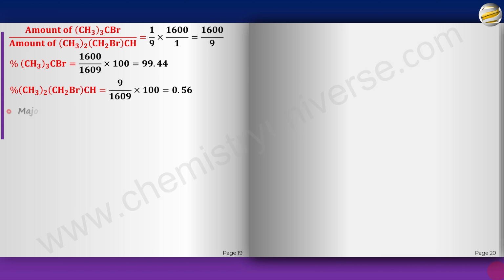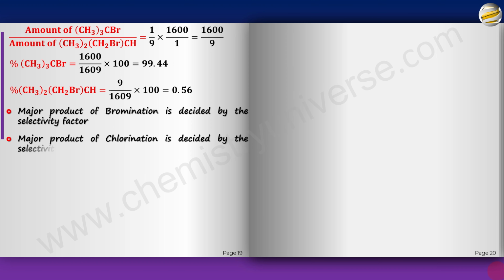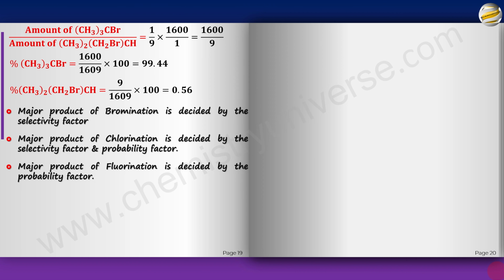So remember, the major product of bromination is decided by the selectivity factor, while the major product of chlorination is decided both by the selectivity and probability factor. The major product of fluorination is decided only by the probability factor, as the selectivity factor for all of them is same. The next reaction is nitration, not a big deal.